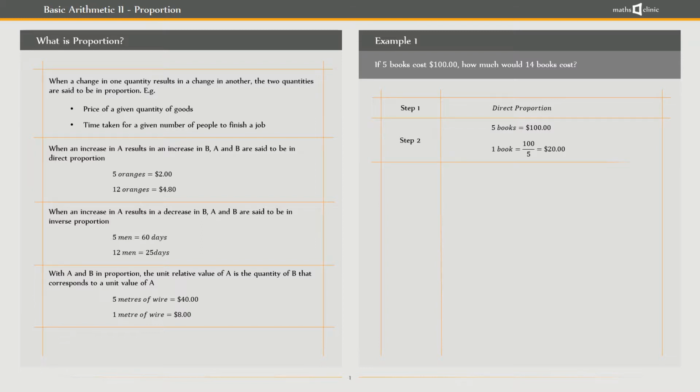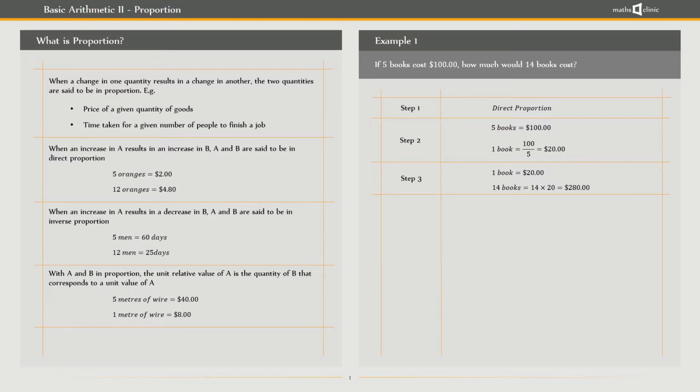We have that one book equals $20, and this is why I said the unit relative value is very, very important, because now that we know that one book costs $20, we can go ahead and say 14 books would cost 14 times 20, which will give us our final answer, $280. And that is how you work proportion.